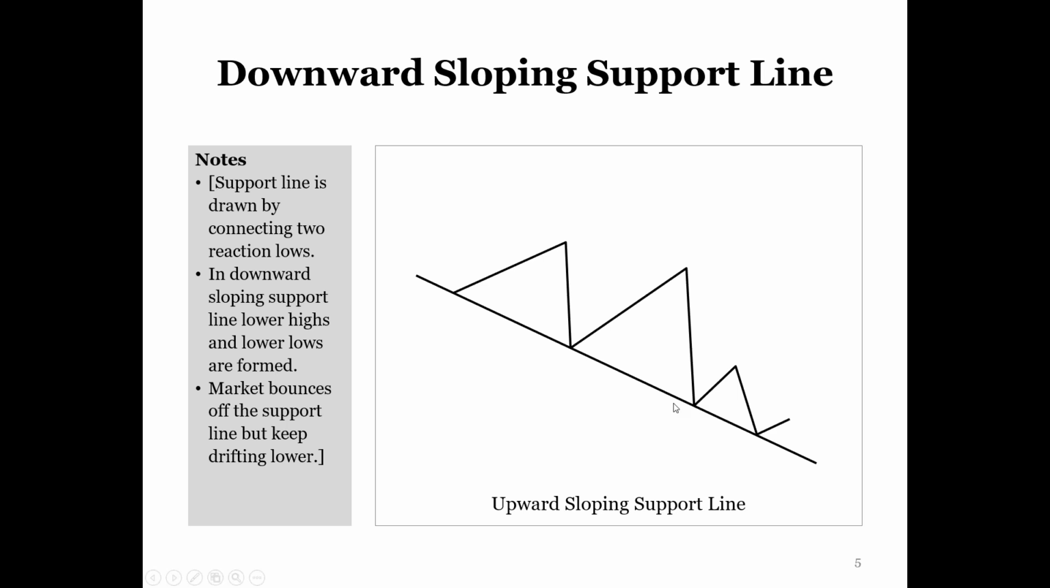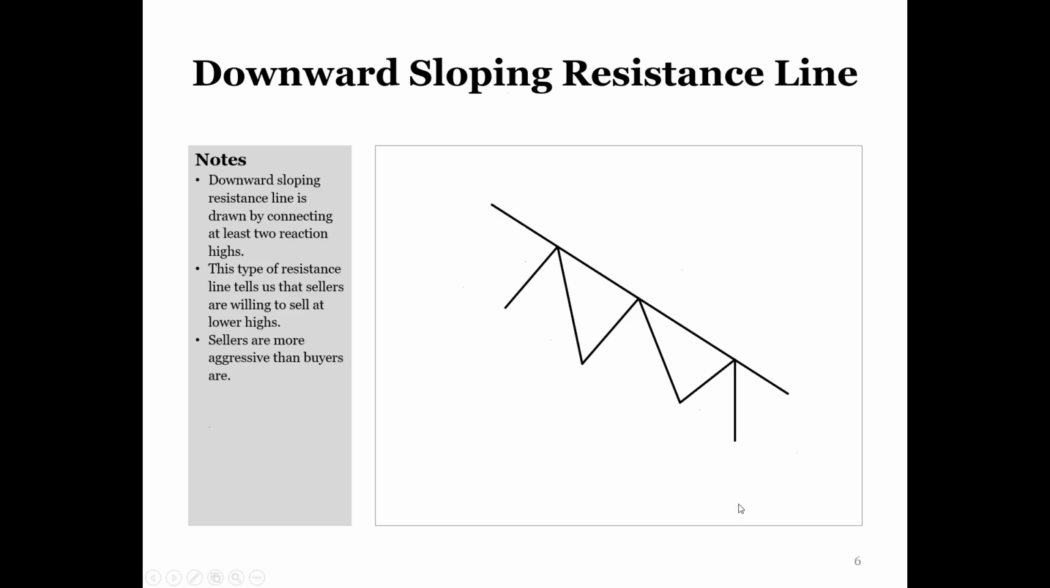You know, this is the support line, extending the support line, and the market is just bouncing up and then coming down. So this is wrong here, upward sloping. This is supposed to be downward sloping support line. This text is wrong, I'll correct it. Downward sloping resistance line. So this kind of chart is ideal for going short.